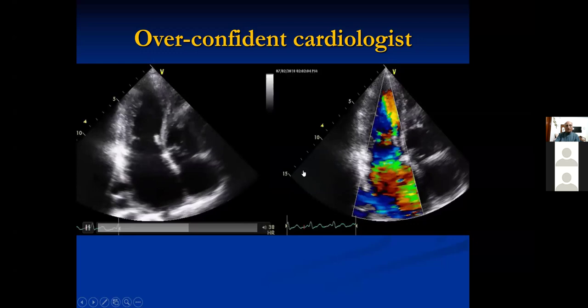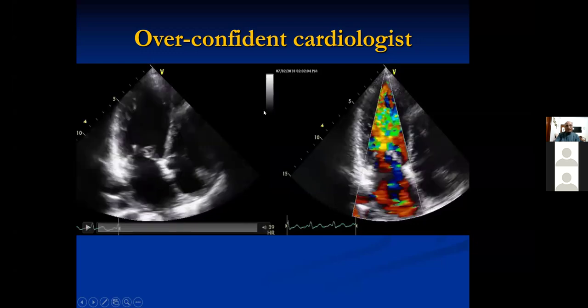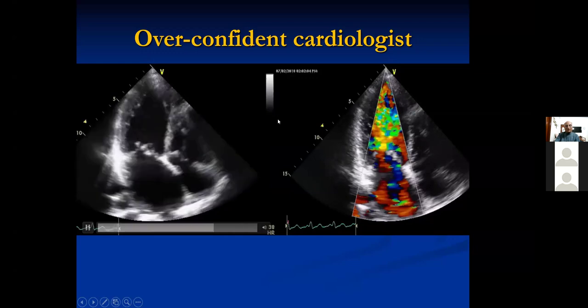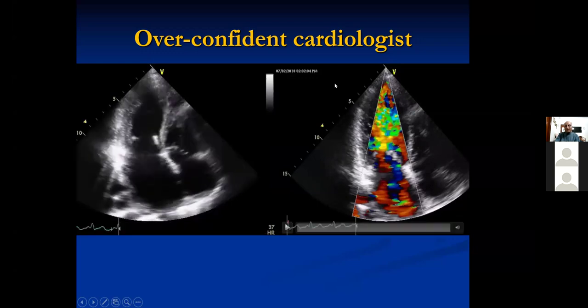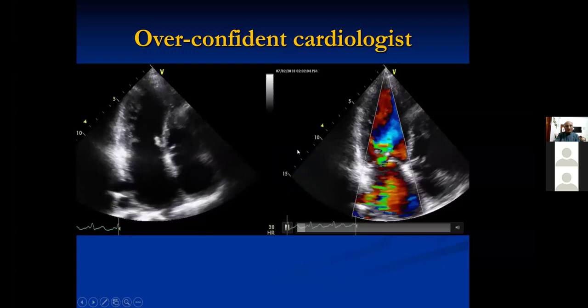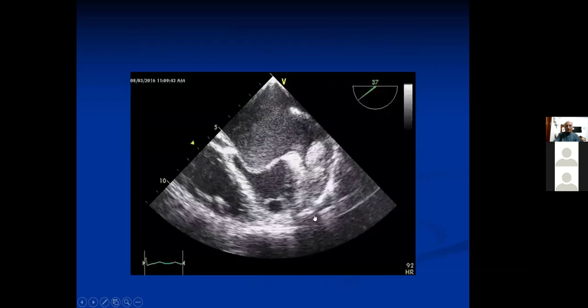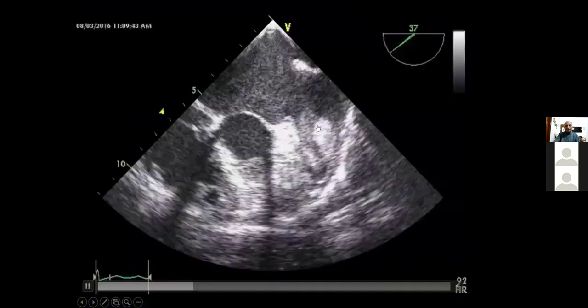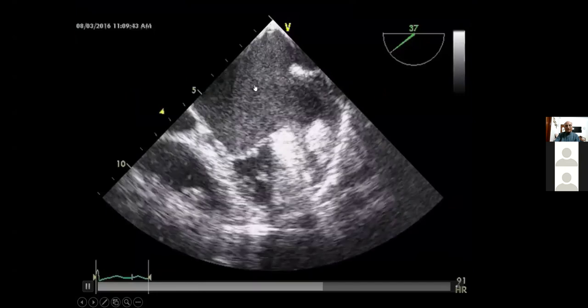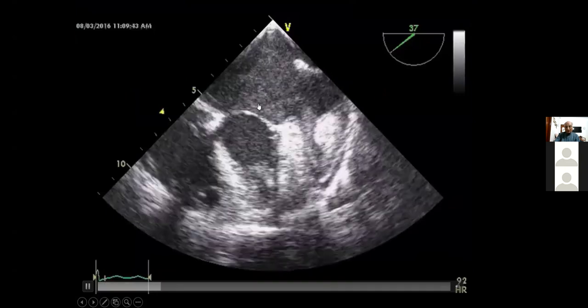Now, when do you do a transesophageal echo? To detect an LA clot, which is the best method to see it, to assess the severity of MR if present, to assess the valvular morphology and various other factors. And it is performed routinely before balloon mitral valvotomy in a patient with AF. And then you can see again a left atrial appendage and the presence of a contrast echo.